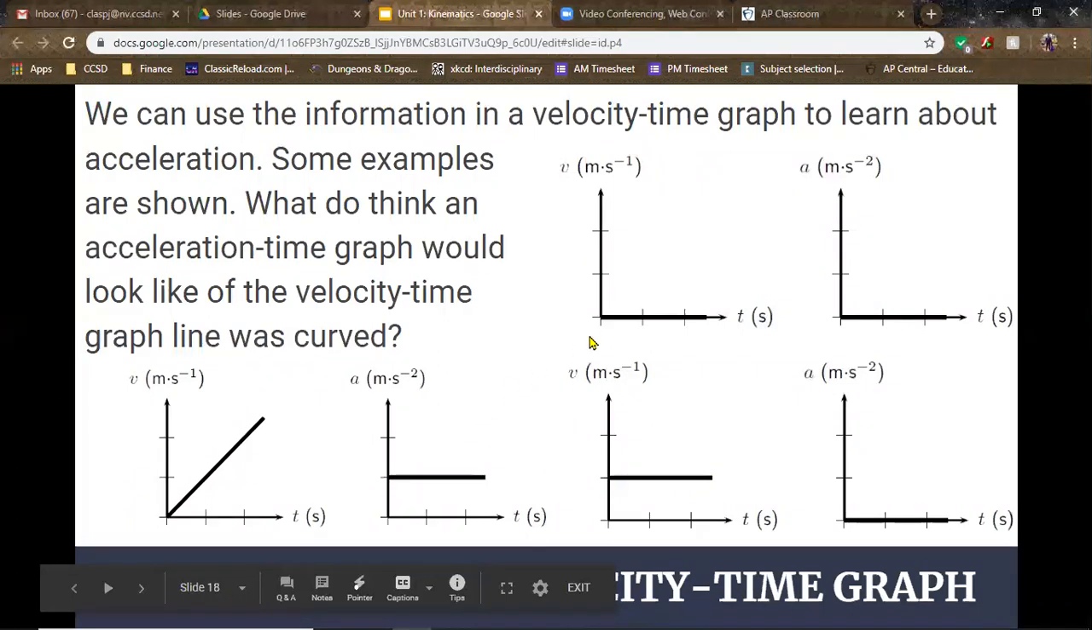What do you think an acceleration time graph would look like if the velocity time graph line was curved instead? Well, how would that look over here? Think about that, see what you can come up with.